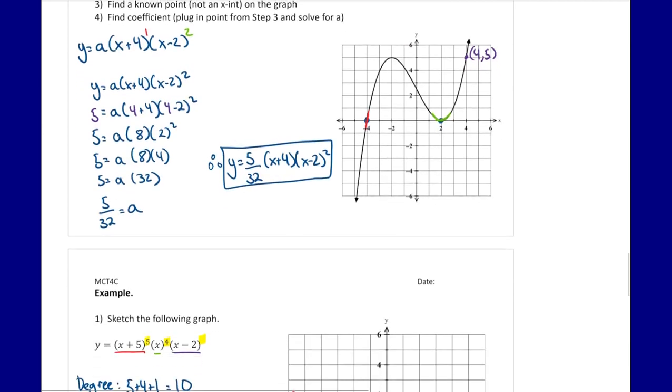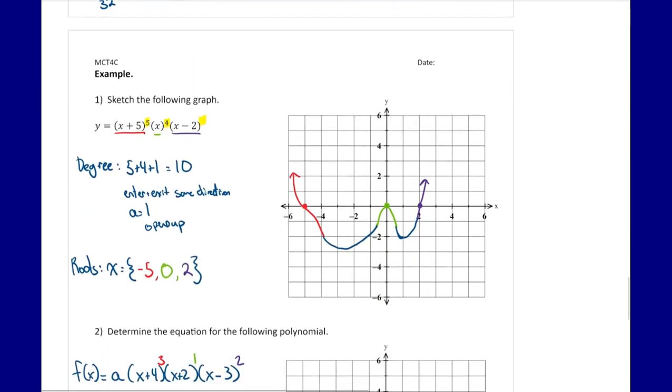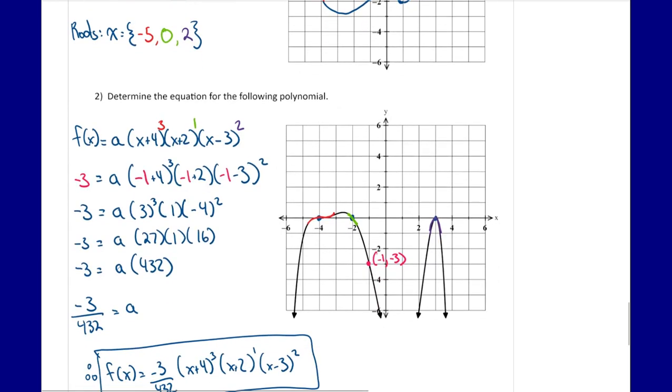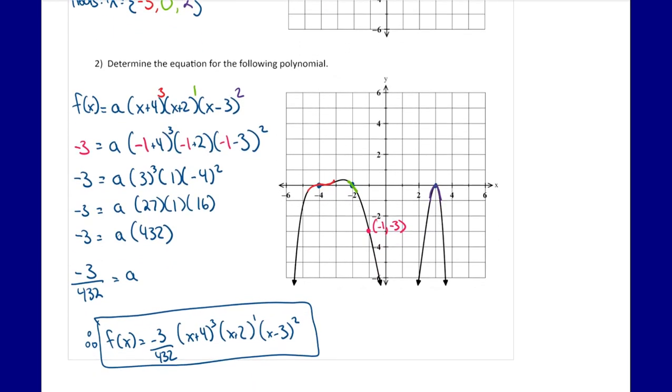So lots of practice on this. Make sure you are practicing, because this is definitely something that was not taught previously in grades 10 or 11, actually not even in the 11 university stream. So make sure you are practicing, make sure you are asking questions, make sure you have your notes for when you're going through and either determining the equation of a polynomial or sketching a polynomial.